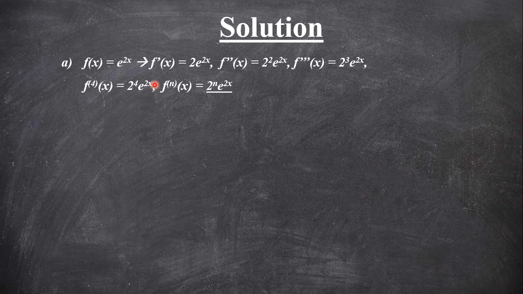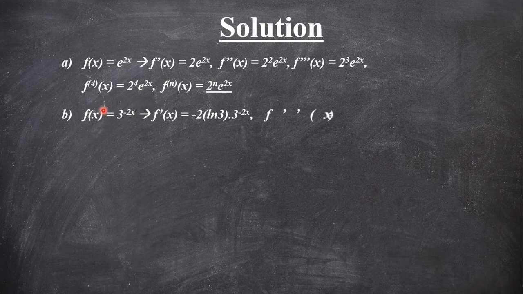Okay, so what will be the nth derivative of this function? Look at the order. To the power of 1 here, to the power of 2, to the power of 3, and to the power of 4. Here when n is 1 the power is 1, when n is 2 it is also 2, when n is 3 it is 3, and when n is 4 it is 4. So for n, it is 2 to the power of n e to the power of 2x. So the nth order derivative of this function will be 2 to the power of n e to the power of 2x. It will be like this. I think it is very clear.